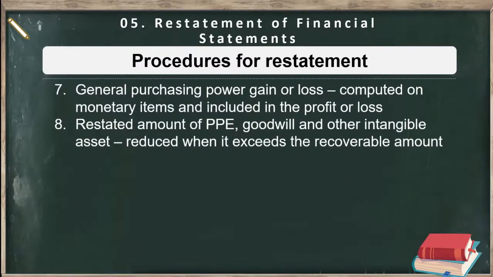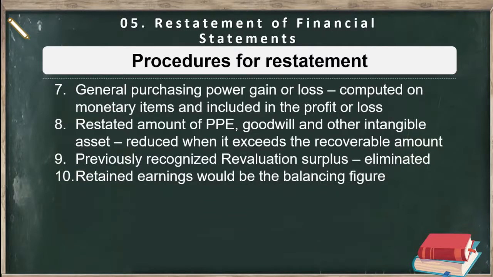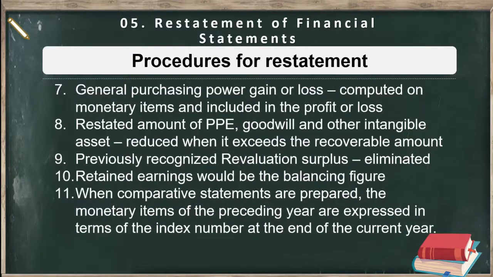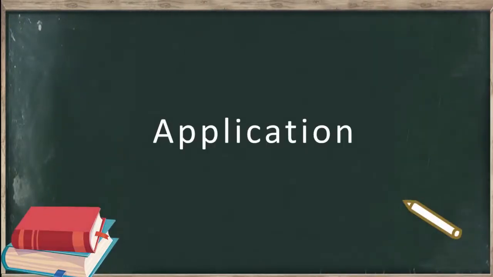Restated amounts of PPE, goodwill, and other intangible assets are reduced when they exceed the recoverable amount. Previously recognized revaluation surplus will be eliminated. Then retained earnings would be the balancing figure. When comparative statements are prepared, the monetary items of the preceding year are expressed in terms of the index number at the end of the current year. So the next slide would be the application of the theory.